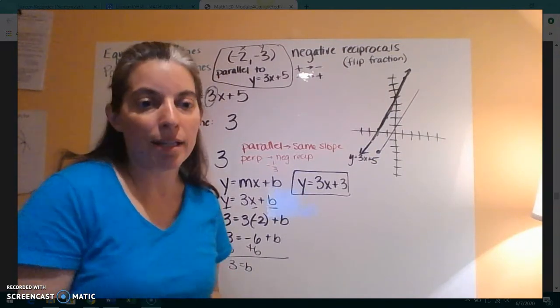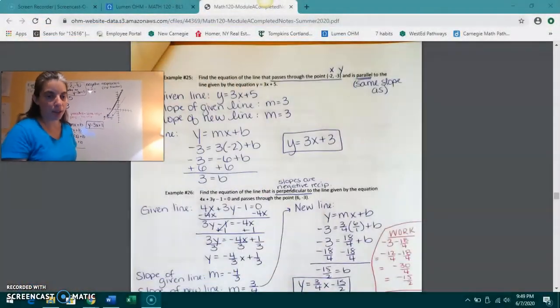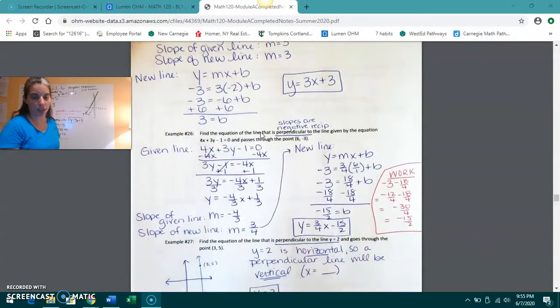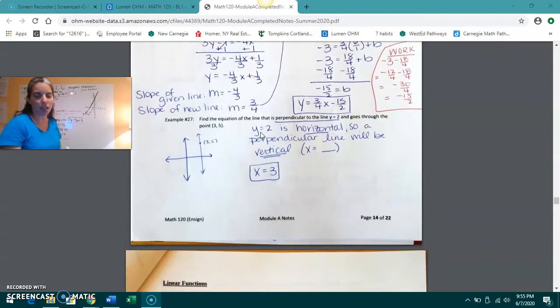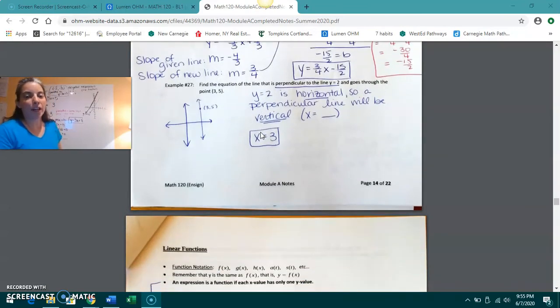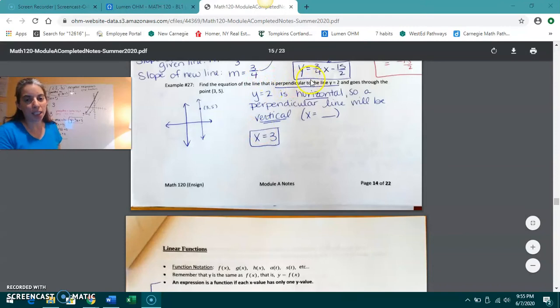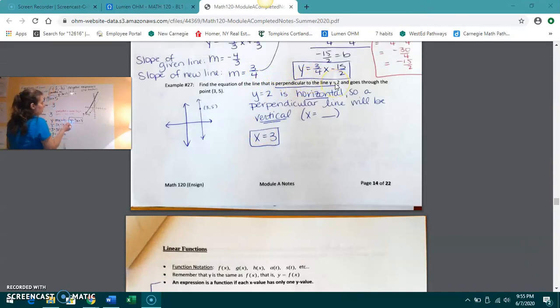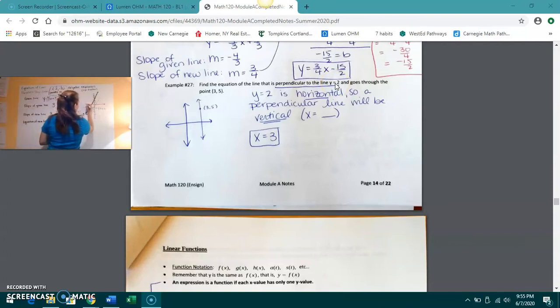If you look at number 27 on this page, 26 is very similar, it's a perpendicular line. 27 says find the equation of a line that's perpendicular to the line y = 2. Well, think about that kind of line. y = 2 is a horizontal line going through 2. If you think about it, every point on this line has a y value of 2. This one is (1, 2). This one is (2, 2). This one is (3, 2), right?